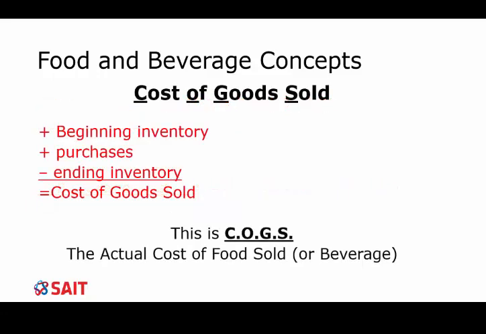Also in the concepts, we talked about the cost of goods sold and how to calculate the total value of the food or the beverage that we have had. So we take our beginning inventory and we add our purchases to our beginning inventory. By subtracting our ending inventory, we are left with our cost of goods sold. So this is the actual cost of the food or the actual cost of the beverage that was sold. And this is key in a lot of our calculations.